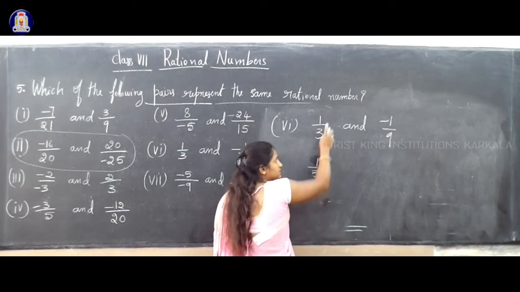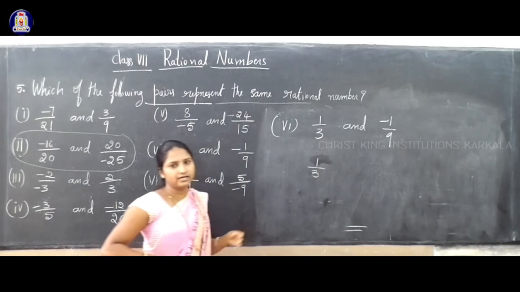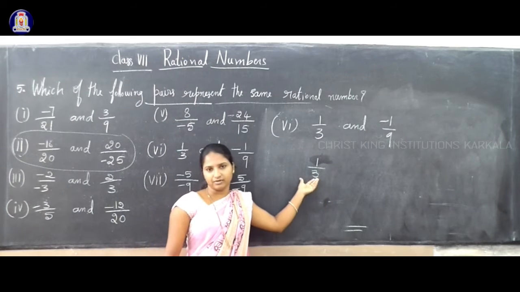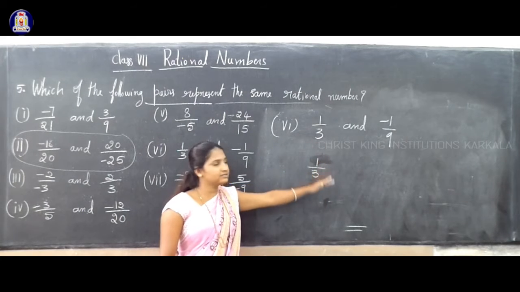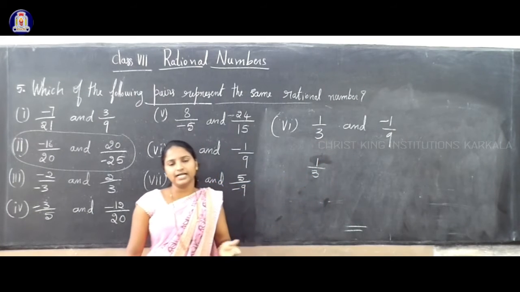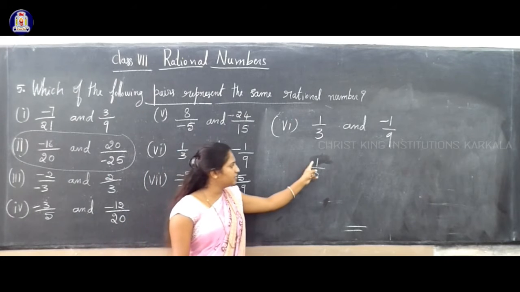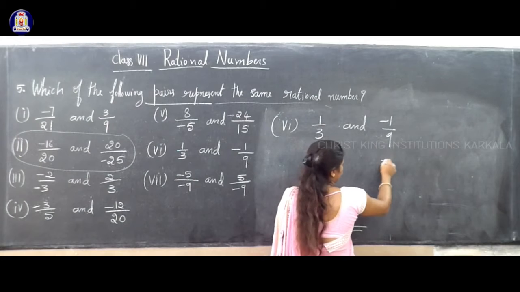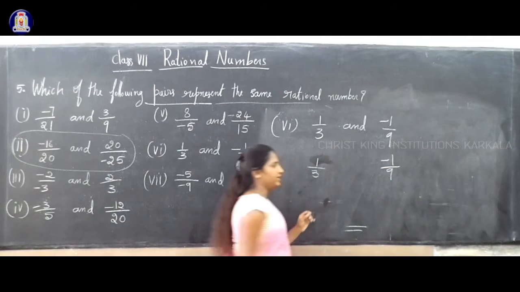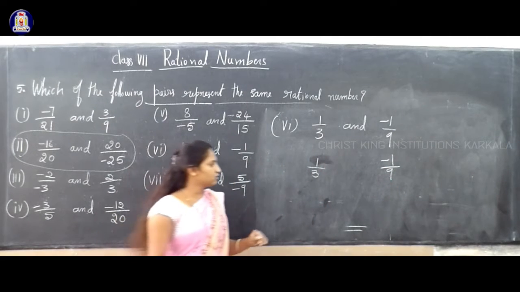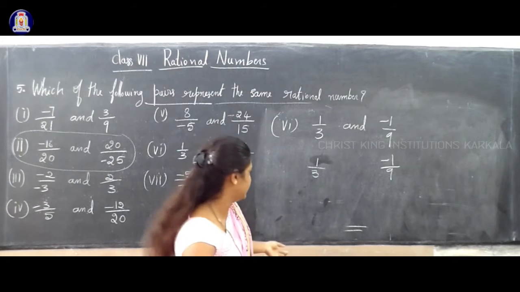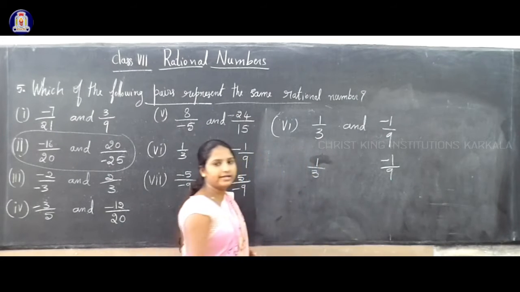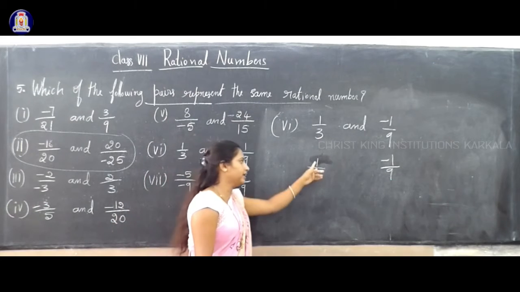Any table that divides both numerator and denominator, then we can write the simplest form of this number. But here no number is dividing both numerator and denominator. So what is remaining? 1 by 3. On the other side, minus 1 by 9. This also is not divisible by any number. So the final answer is minus 1 by 9.